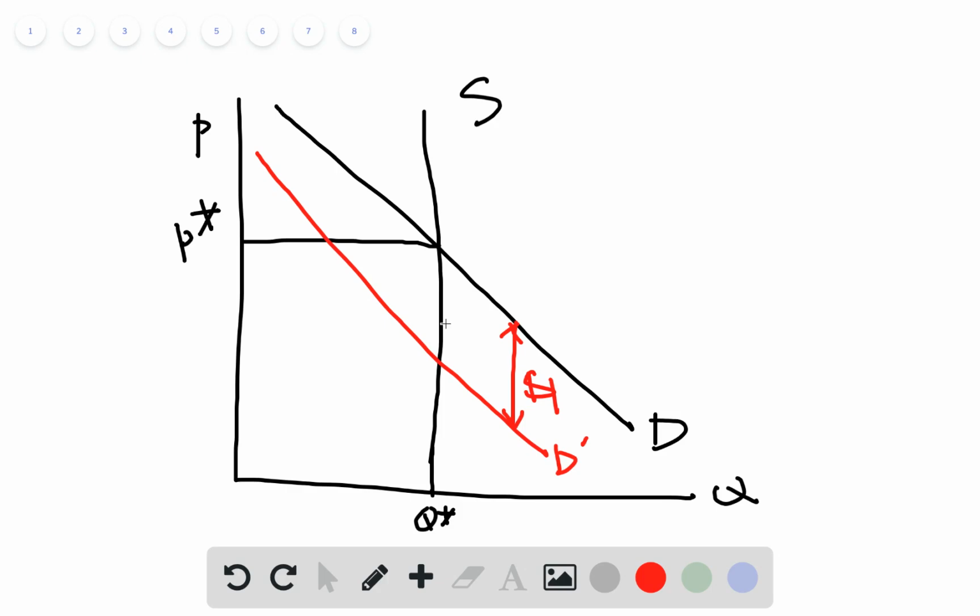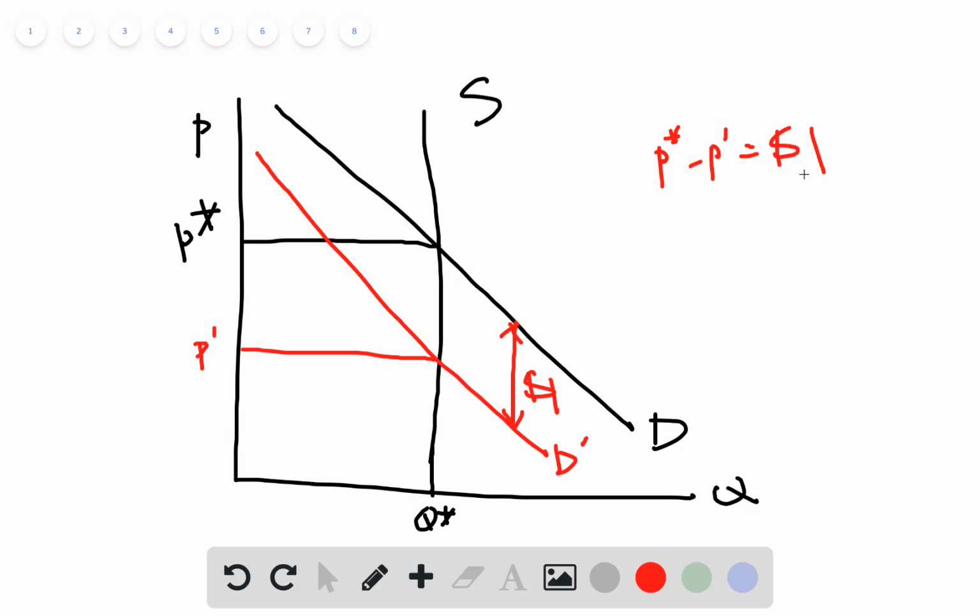Okay, so we need to find the cross point of the new demand curve and supply curve. It is exactly this point, with the equilibrium quantity Q star and the price of P prime. And you need to know that P star minus P prime equals exactly $1, and that is the tax that needs to be collected by the government.